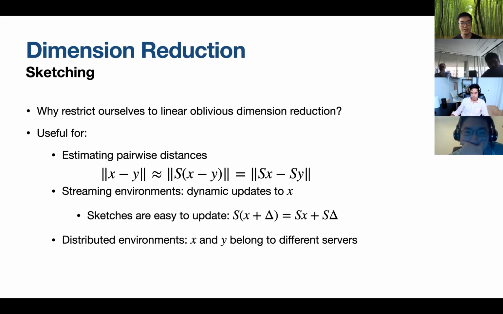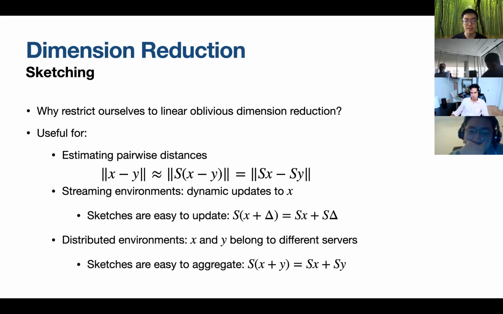And a third setting where this is useful is in distributed settings, where I think of X and Y as two vectors that belong on different servers. And in this setting, it turns out that sketches allow for efficient aggregation. So what I mean is if I want to sketch the aggregate vector X plus Y, then what I can do using the linearity is to say that, well, this is just equal to SX plus SY. So if I have access to the sketches SX and SY, then it just suffices to aggregate these two sketches, which is only in R dimensions, rather than the n-dimensional original vectors X and Y. So this is why we would essentially want to consider the sketching model.